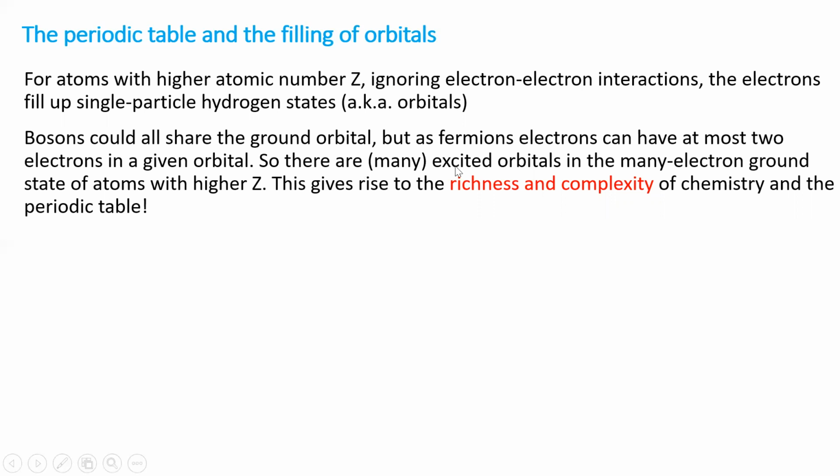So there are many excited orbitals in the many electron ground states of atoms with higher Z. So going on into carbon, oxygen, nitrogen, there are many excited orbitals, with higher numbers of N, higher numbers of L, and so forth. And this gives rise to the richness and complexity of chemistry in the periodic table, because we have all these different electrons with all these different energies occupying these different orbitals, interacting with each other in interesting ways and giving rise to the uniqueness of each, the chemistry of each element. And giving rise to, for example, carbon, which is the basis of life.